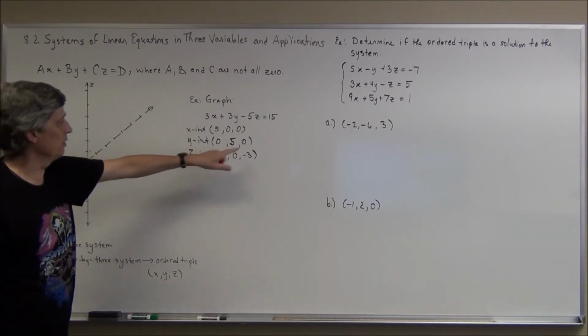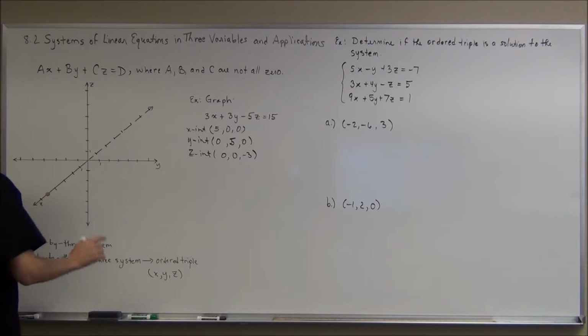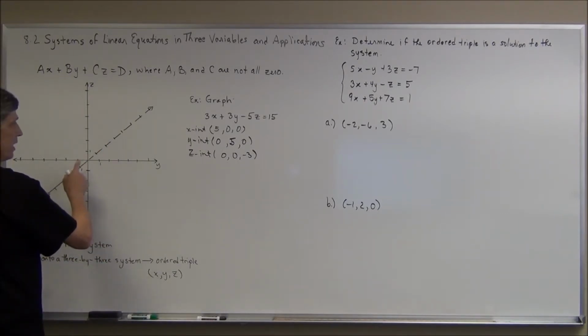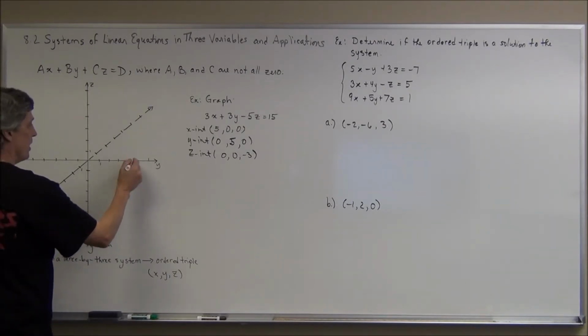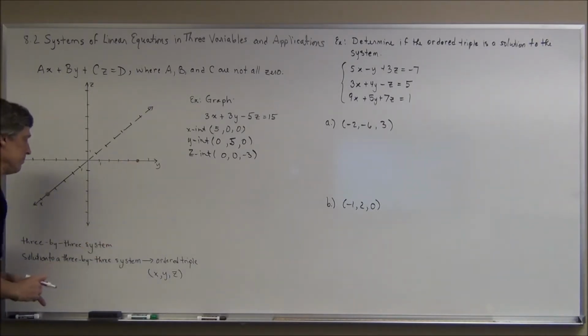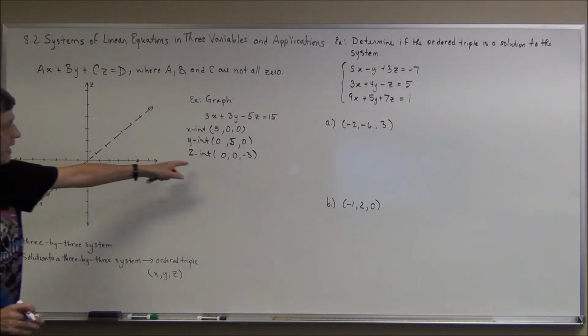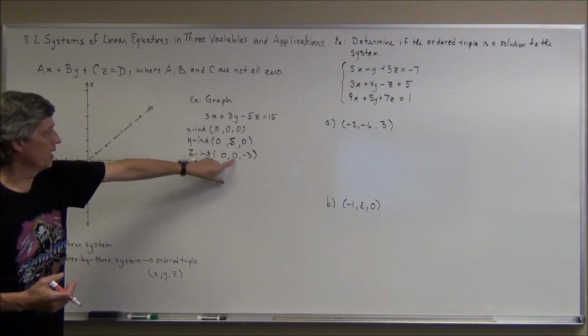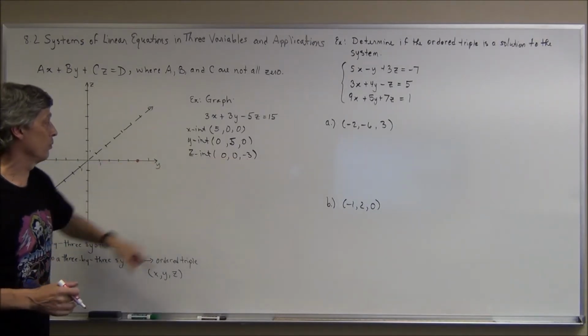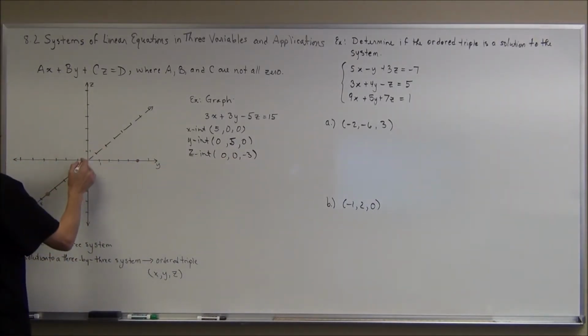(0, 5, 0) is on the y-axis. It would be 0 front or back, 5 to the right, 1, 2, 3, 4, 5, and then 0 up or down. So I have this point. And then on the z-axis, this tells me again, towards me or behind, right or left, and then up or down. Well, I'm not going to go out or back. I'm not going to go right or left, but I'm going to go down 3 spots.